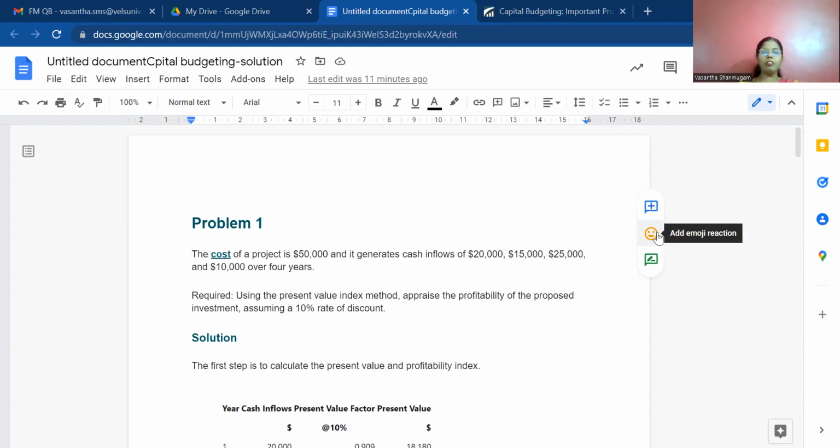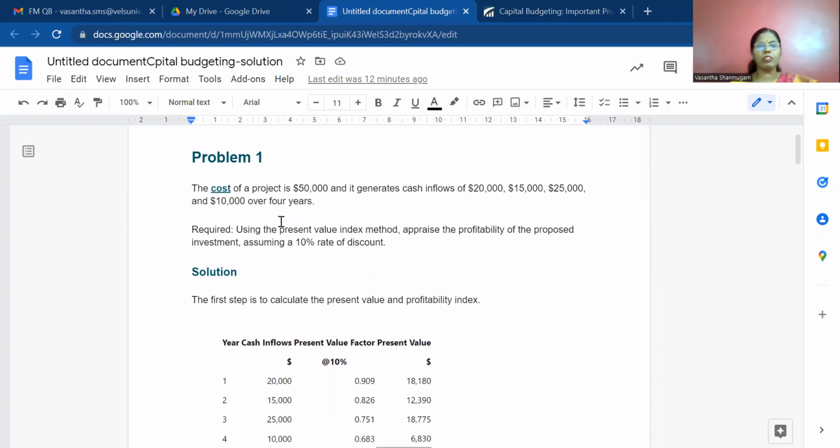In continuation of the present value method, the profitability index method will also be done. In the case of the profitability index method, the formula is present value of cash inflow divided by present value of cash outflow. Here, the question given is: the initial investment of the project is 50,000. So the firm made an investment of 50,000 in a particular project. It generates cash inflows of 20,000, 15,000, 25,000, and 10,000 for a period of 4 years.